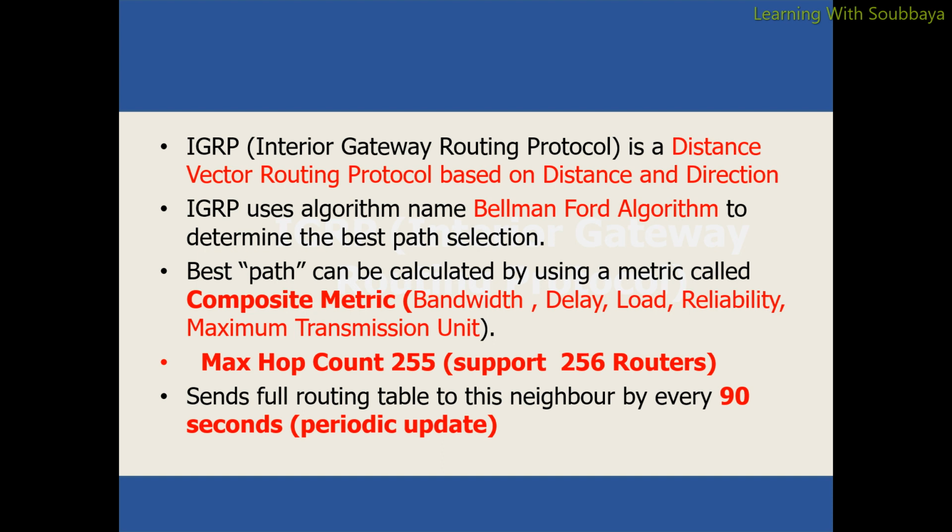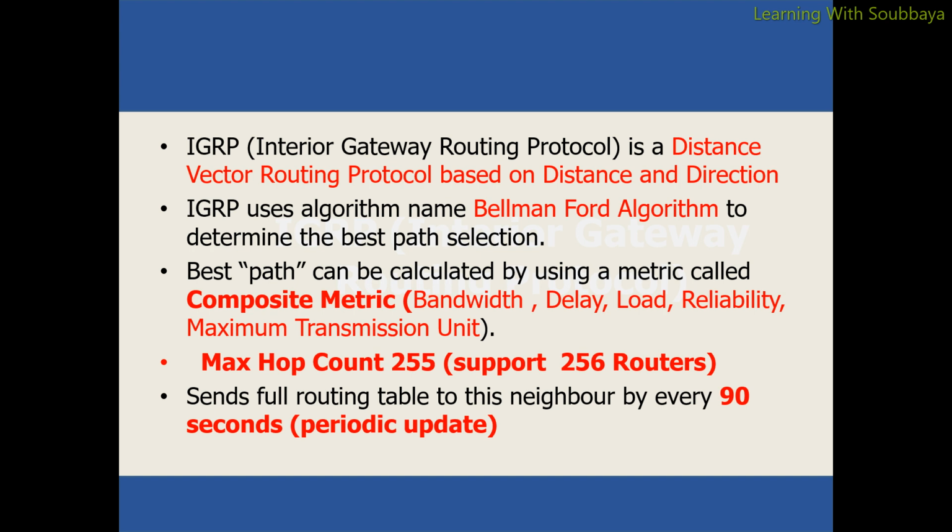It is based on distance and direction, the Bellman-Ford algorithm, developed by Bellman and Ford. The best path is calculated using a metric called the composite metric. The composite metric depends on bandwidth, delay, load, reliability, and maximum transmission unit.